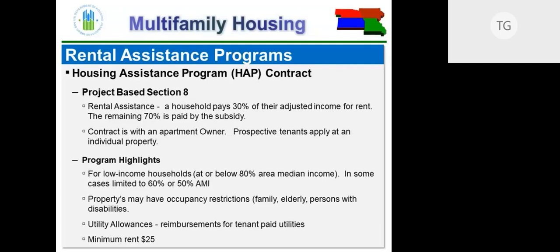with disabilities. Now, the 30% of income that an individual pays for rent normally includes the utilities. There are properties where the utilities are separate, so the tenant pays the utilities privately, and in those properties there's what's called the utility allowance, in which an individual gets a monthly reimbursement for utility expenses. And the minimum rent at the project, so if a household had zero income, they would still be responsible for paying $25.